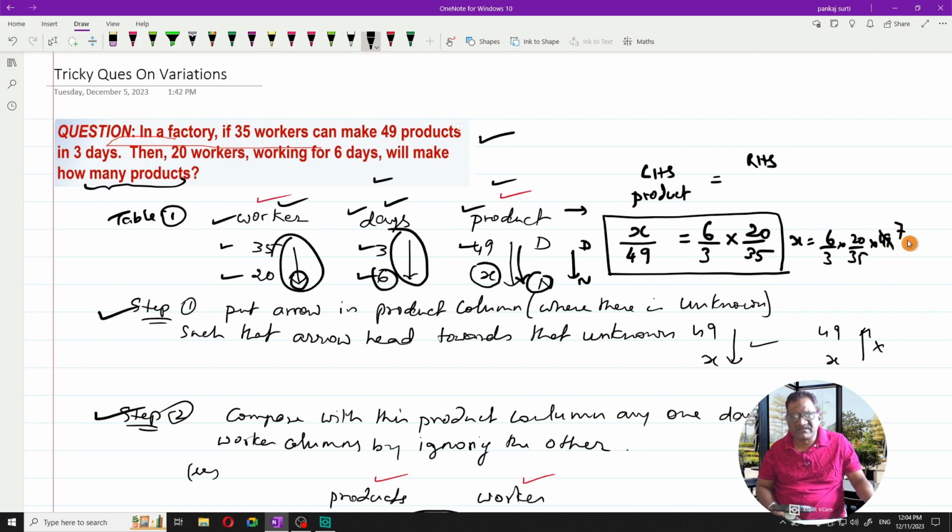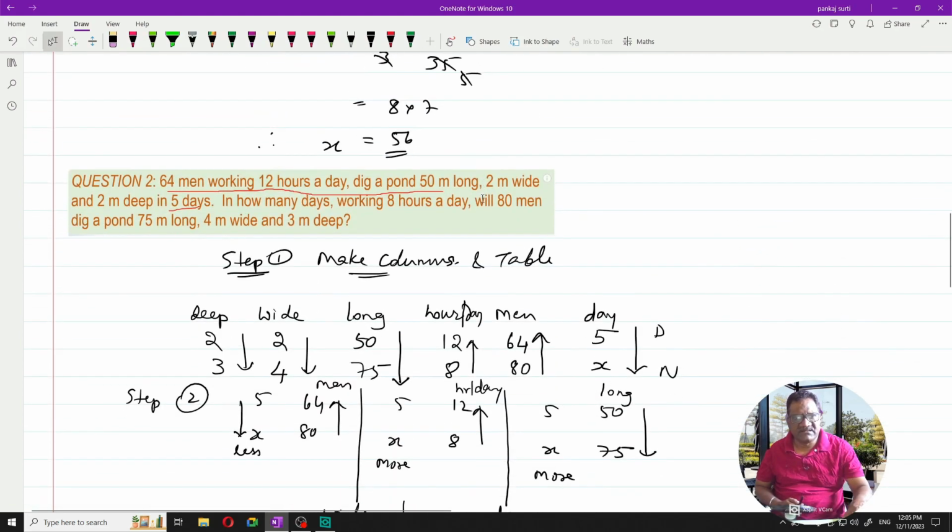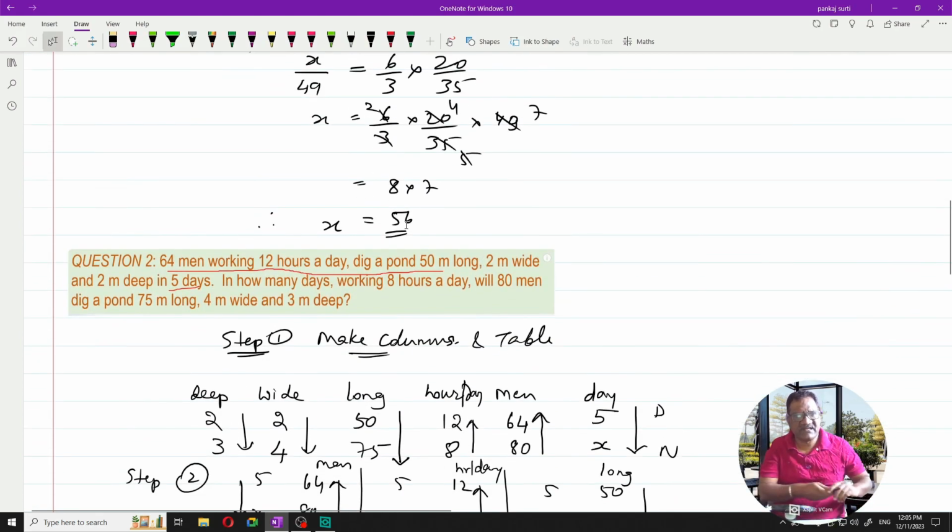So 7 sevens are 49, 7 fives are 35, right? And 5 fours are 20, and 3 twos are 6. So x will be equal to 4 twos are 8, 8 into 7 is 56. The answer has to be 56. If you go and check the answer, the answer is 56 over here. Can you see that?